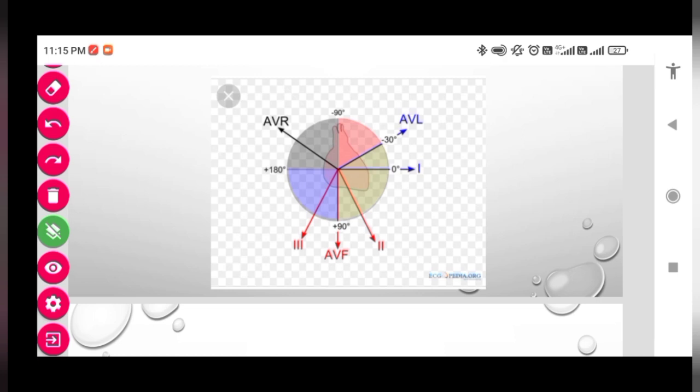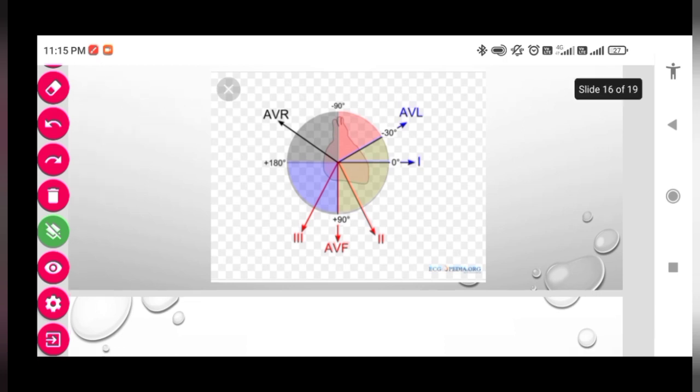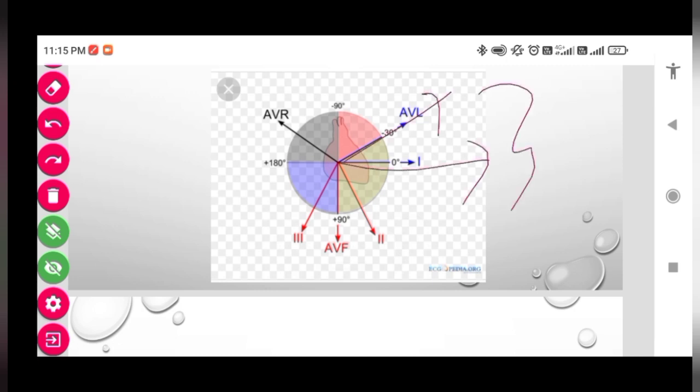This is again the same diagram showing lead 1 and AVL for the lateral side, 2, 3 and AVF for the inferior. Okay.